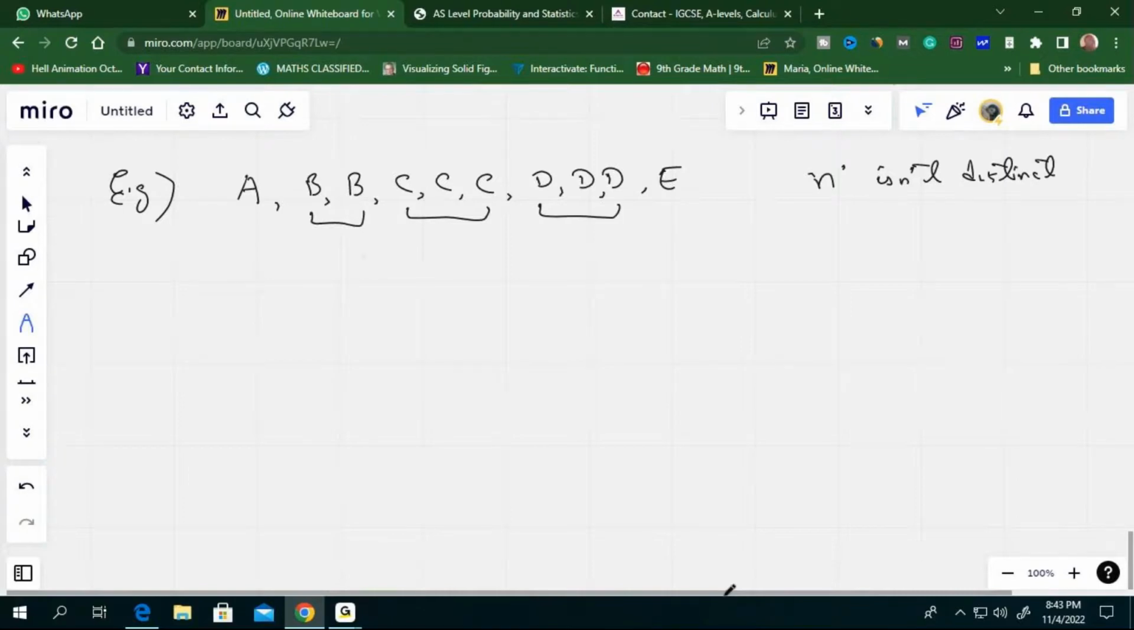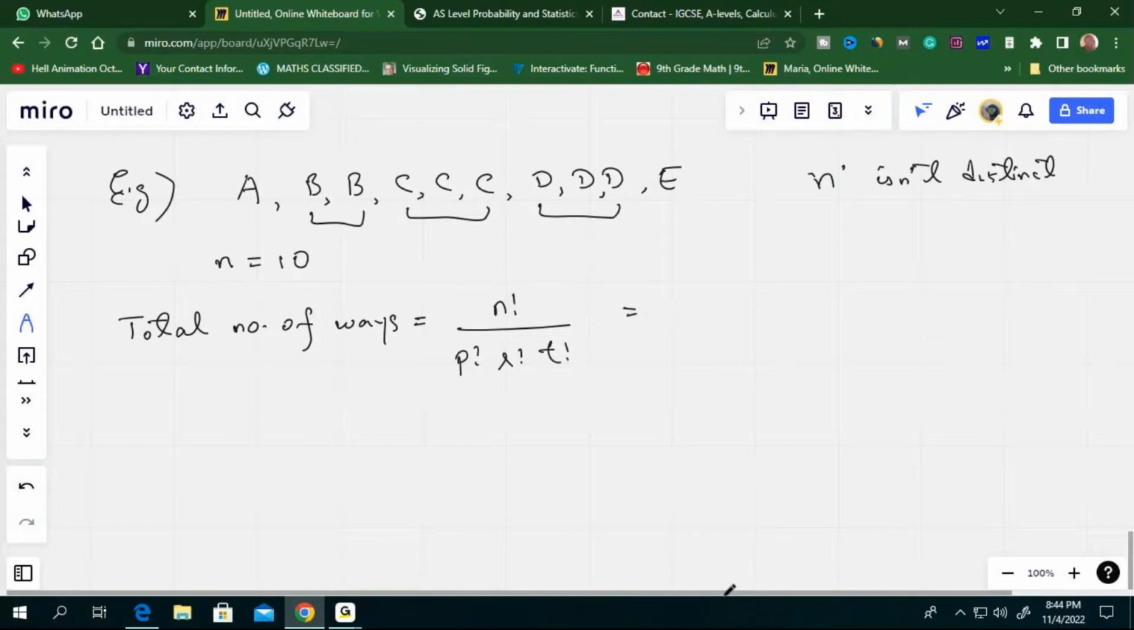And I ask you, I'm having total value 10 here, and I ask you to write the total permutations of writing a word involving all these 10 letters. What is going to be the total number of ways of writing a word involving these 10 letters? So here, this is the formula that you are going to use.